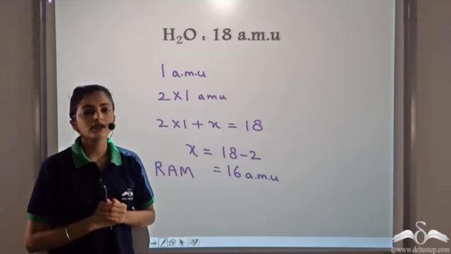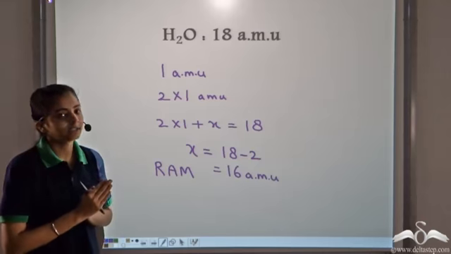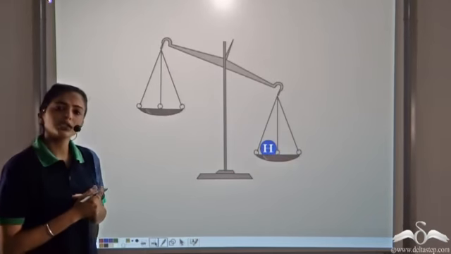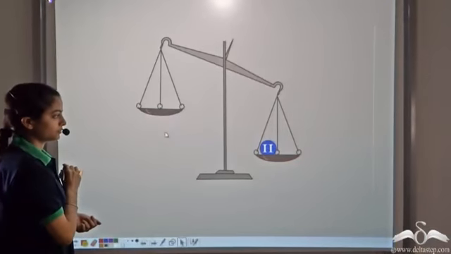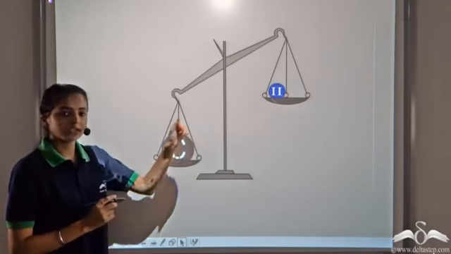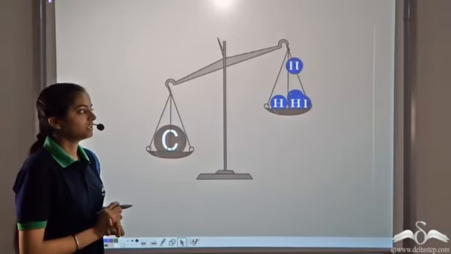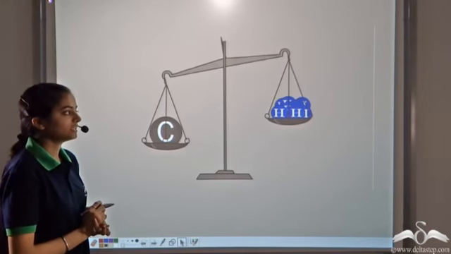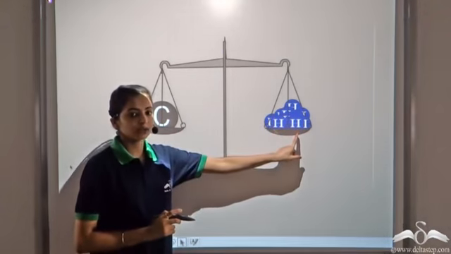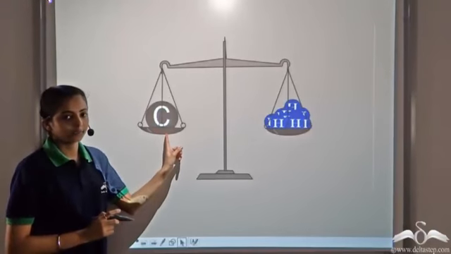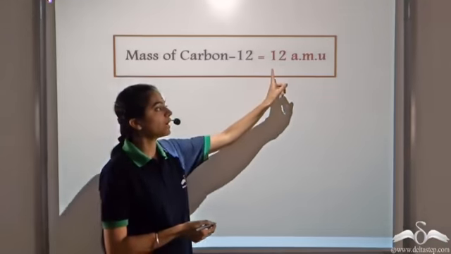But it was found out that hydrogen does not react with most of the elements. That is why we shifted to another element. Let's see what is the atomic mass of carbon. We have one hydrogen atom. Let's add a carbon atom. So a carbon atom is heavier as compared to hydrogen. Let's add more hydrogen atoms. We have now 3, 4, 5, 6, 7, 8, 9, 10, 11 and 12. So the mass of 12 hydrogen atoms is equal to the mass of 1 carbon atom. This is why the mass of one atom of carbon 12 is 12 atomic mass unit.